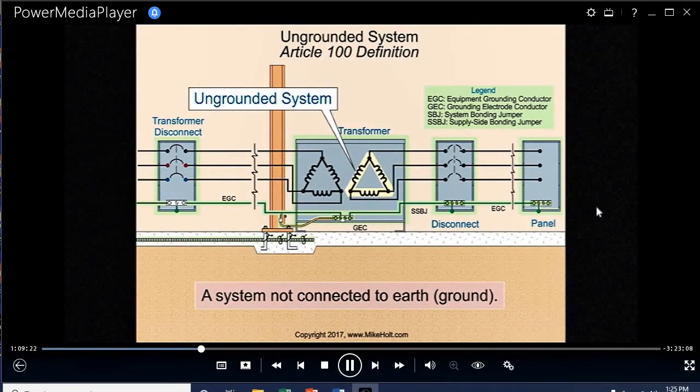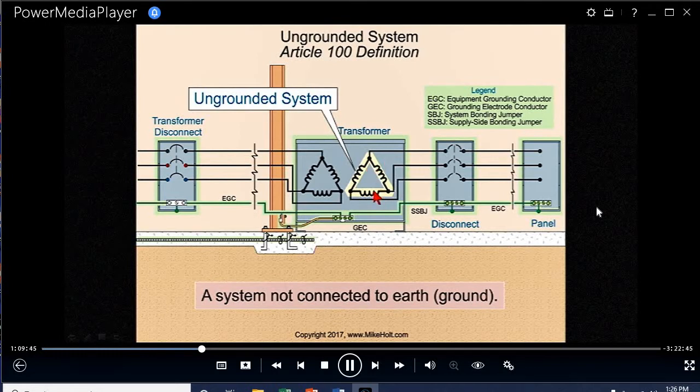Okay, ungrounded system. We talked about a solidly grounded system. That's where the winding on the secondary, and this is great showing just the secondary side, was grounded, which means it's connected to the earth. Well, an ungrounded system means that we don't touch the secondary winding.